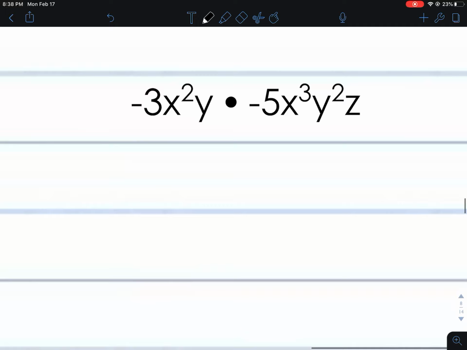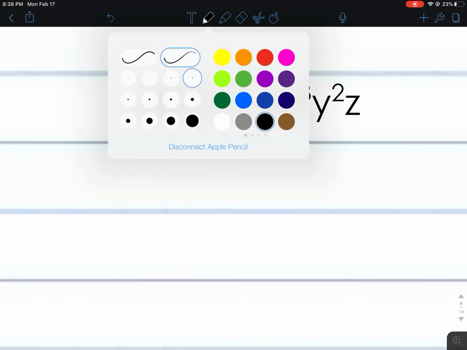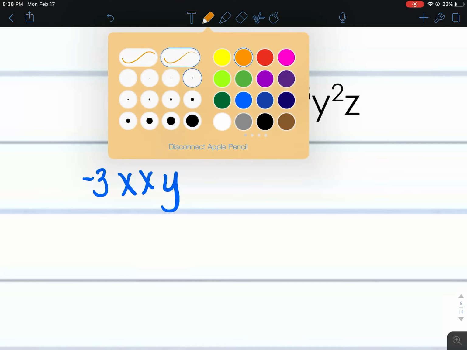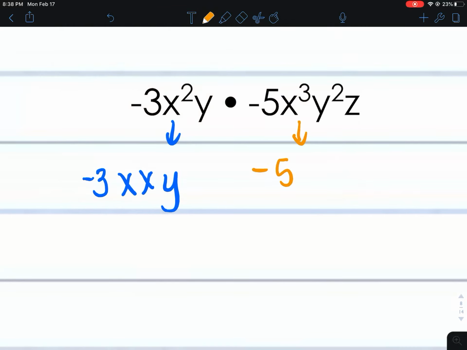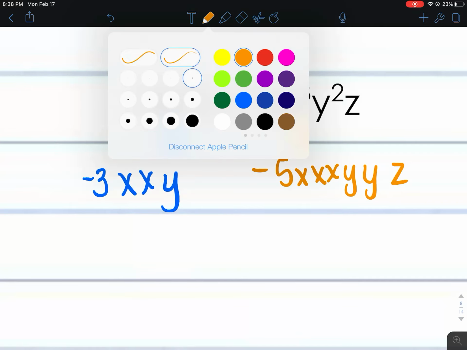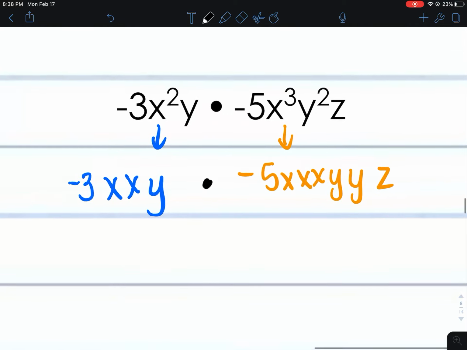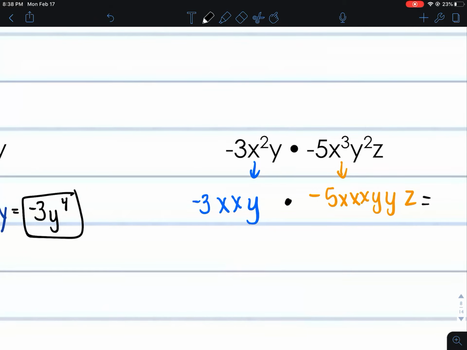Alright, so the last one I put a bunch in there just to show you how that would work. For this one, you would just expand this out. This is negative 3x squared y, so there's two x's and one y being multiplied. And then negative 5, and then a 1, 2, 3, 1, 2, y's and a z. Each exponent only goes with the base that's directly underneath it. That's fairly important, especially as we get into some more of these complicated ones.